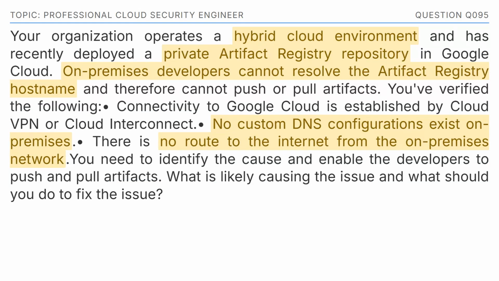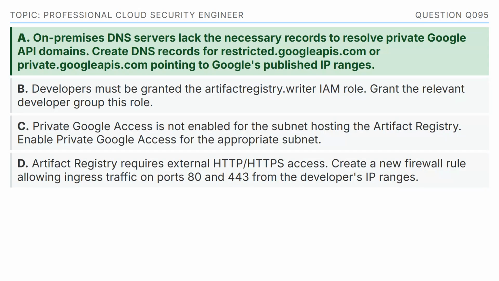To arrive at the correct answer, we focus on the keywords: hybrid cloud environment, private artifact registry repository, on-premises developers cannot resolve the artifact registry hostname, no custom DNS configurations exist on-premises, no route to the internet from the on-premises network. The correct answer is option A. On-premises DNS servers lack the necessary records to resolve private Google API domains.